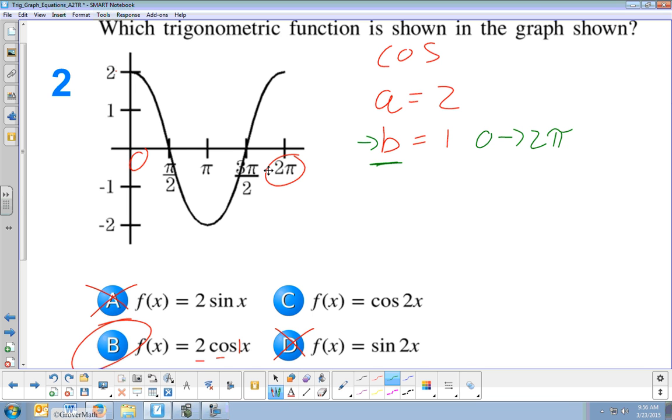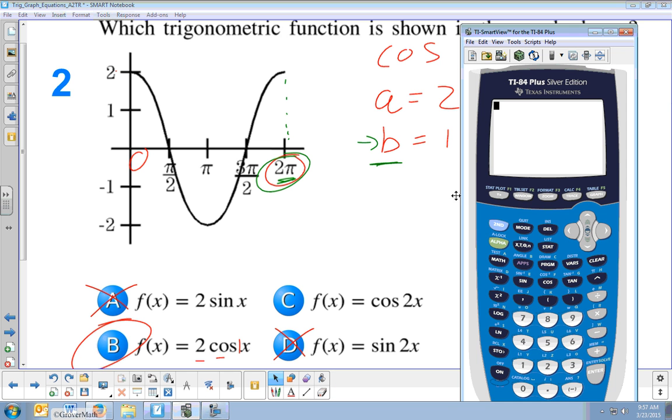Period is, again, where the first cycle ends. That'd be 2 pi divided by b, which is 1, so 2 pi over 1 is simply 2 pi. And this is where the first cycle ends, at 2 pi. But the easy examples don't require you to use period. The complex ones do. Now, of course, we could type this into our calculator. I'll type it in real quick.